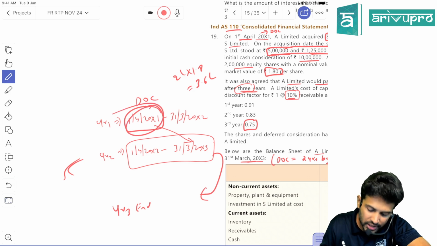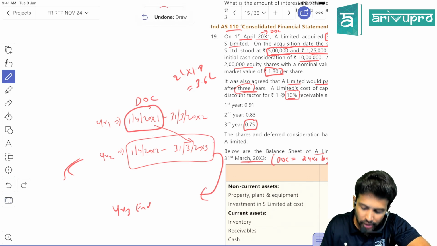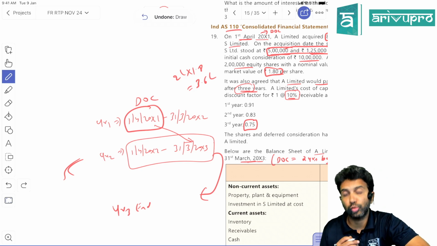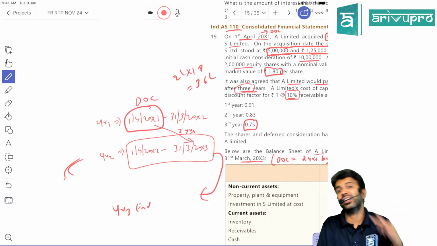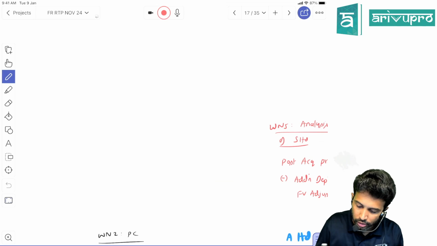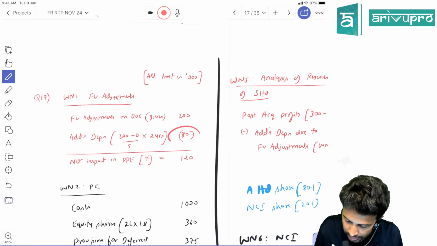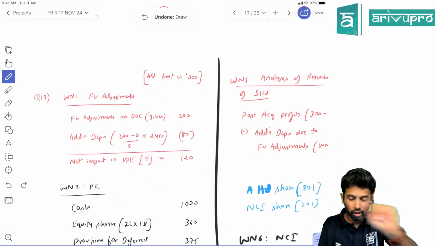Date of control is 1st April 20x1, but we are preparing the consolidated financial statements as on 31st March 20x3. So if you count from here to here, it is 2 years. Year 1 depreciation, year 2 depreciation. For both the 2 years, if you calculate, the total additional depreciation is 80. So do not forget this.